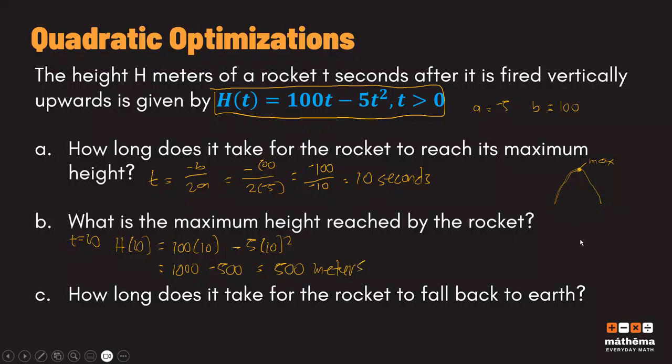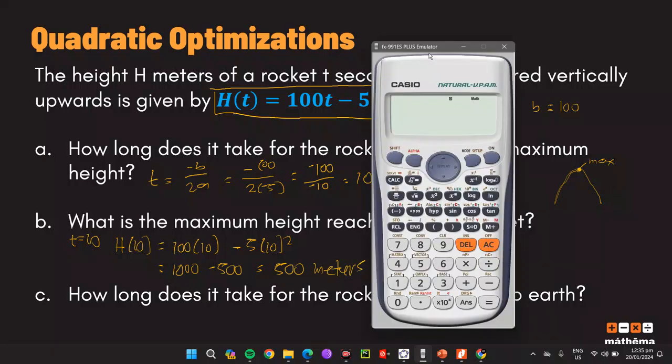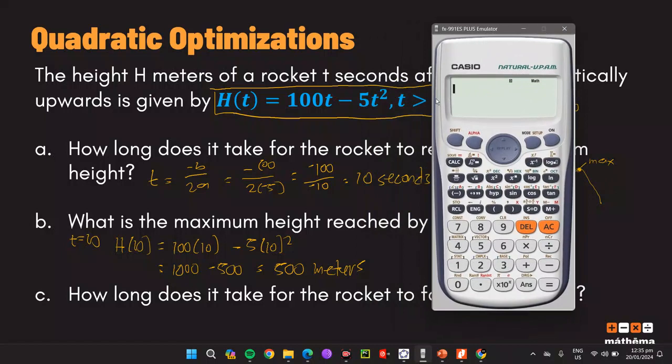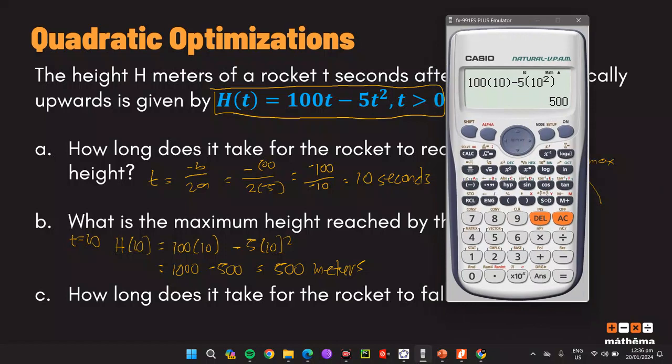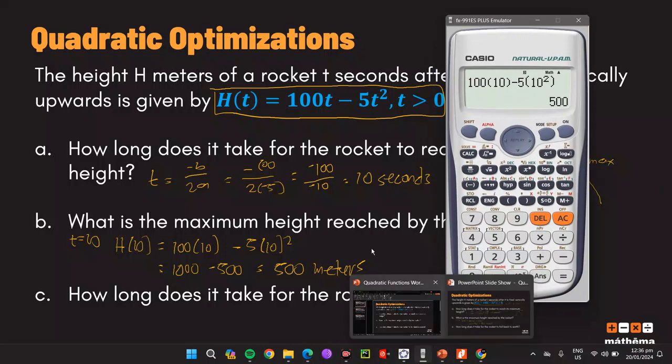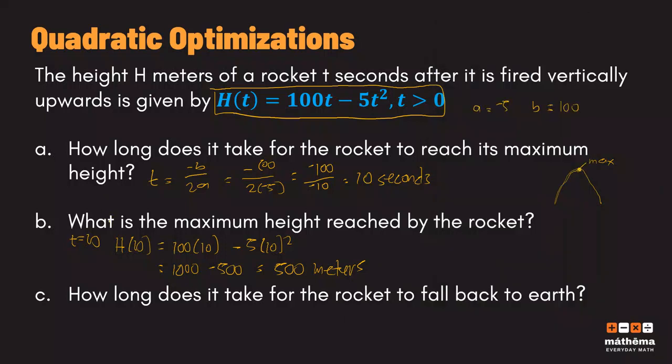Alright, let's try to make use of our calculator just to check. So again, we have the function 100, and then we have after 10 seconds minus 5, and again we have 10 squared, and again this will give us 500. Alright, now let's have letter C. How long does it take for the rocket to fall back to Earth?